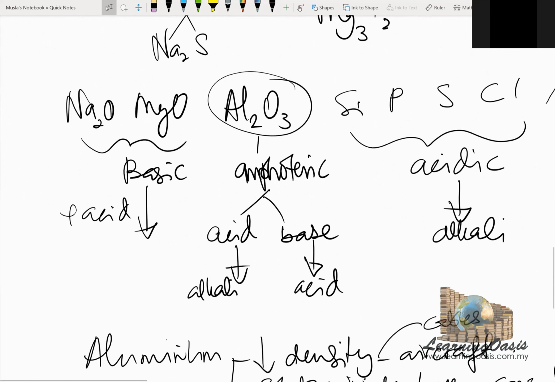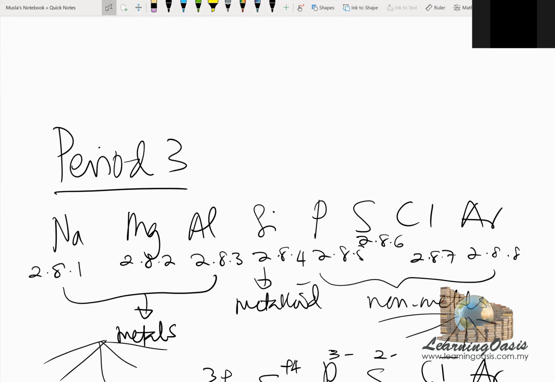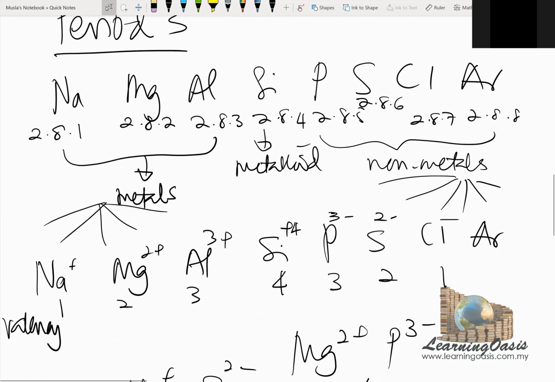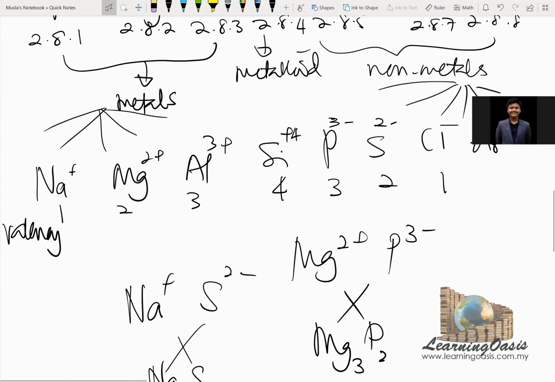So when you talk about period 3, know sodium, magnesium, aluminum, silicon, phosphorus, sulfur, chlorine, and argon, and know that sodium, magnesium, aluminum are metals. So, properties of metal: they are malleable, they are ductile, they conduct electricity, they're sonorous, and so on. And then silicon is a metalloid, the rest are non-metal. And then you talk about the chemical property: the oxidation state increases from sodium to silicon, decreases from phosphorus to chlorine, and you have to know why.